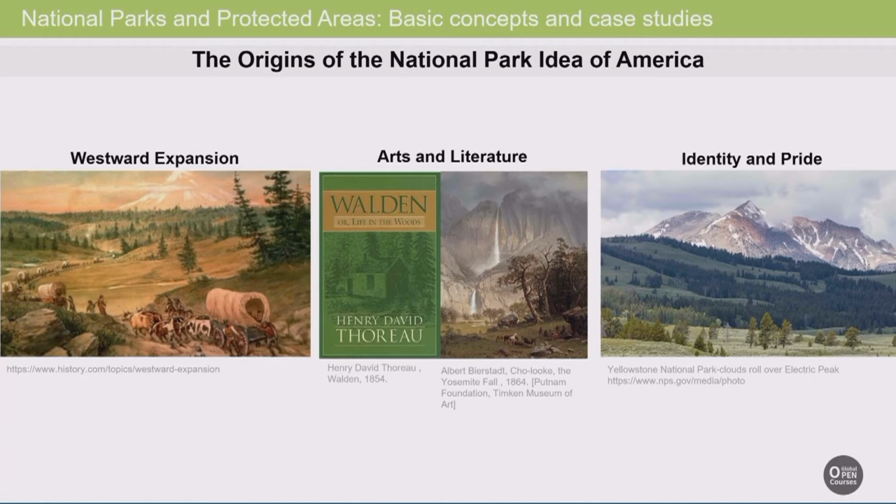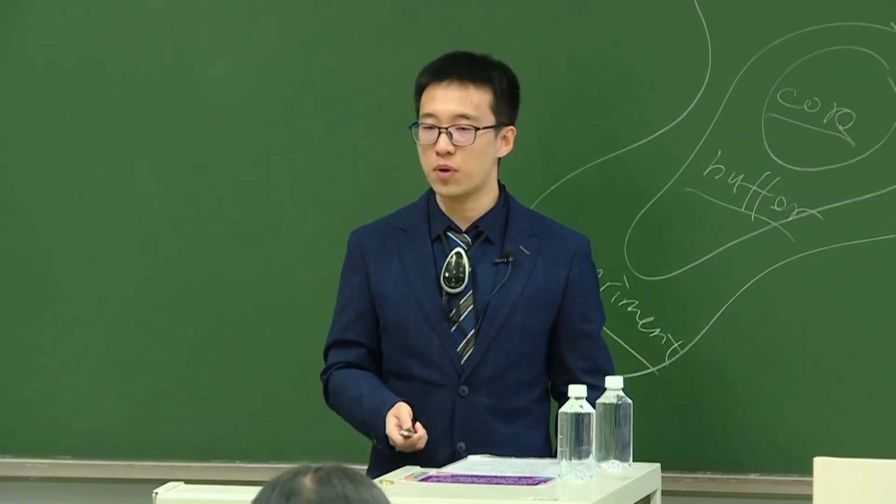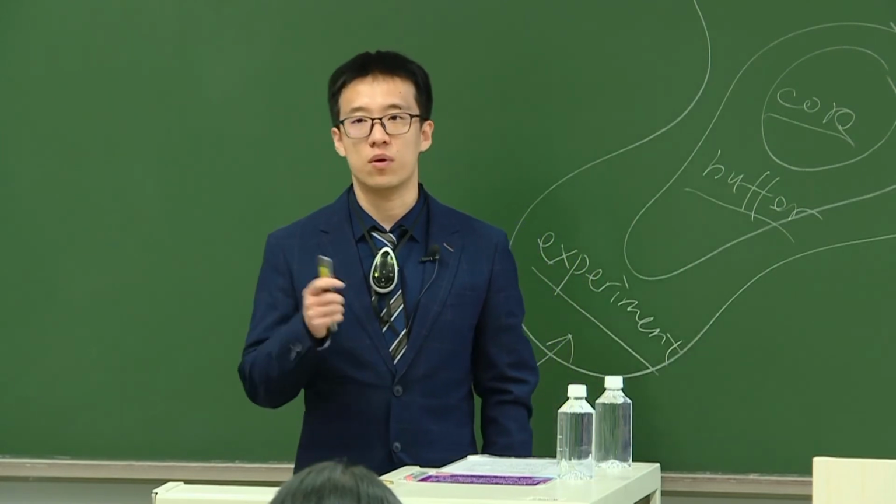America, we need to know because the first national park was established in the United States. It is because the westward expansion and also the arts and literature brought these beautiful landscapes to the general public. And also the United States wanted to find the identity of their nation because they came to a new continent. They wanted to find something that is different from Europe. And finally they found that national parks, the wild landscapes, are quite different.